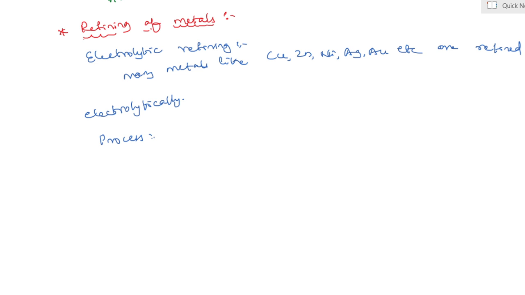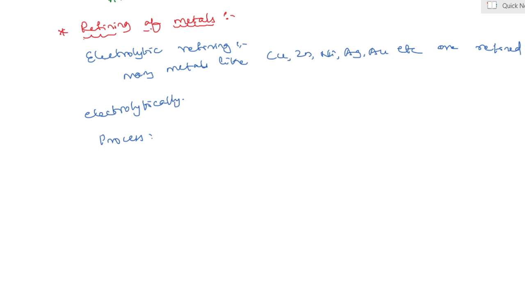In this process, a thick block of impure metal is used as anode and a thin strip of pure metal is used as cathode. A solution of metal salt is used as an electrolyte. When electric current is passed, metal ions from the electrolyte are reduced as metal, which gets deposited on the cathode. An equivalent amount of metal from the anode gets oxidized to metal ion and goes into the electrolyte, and from there goes to the cathode and deposits.